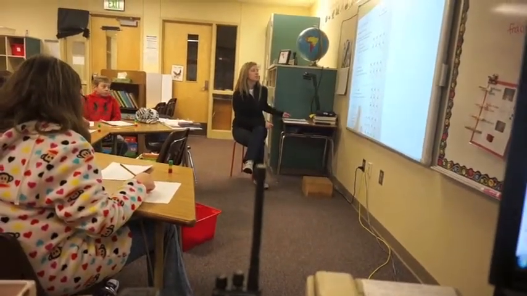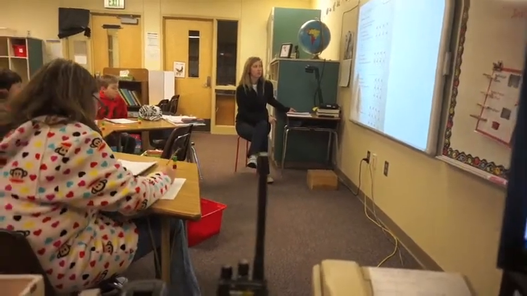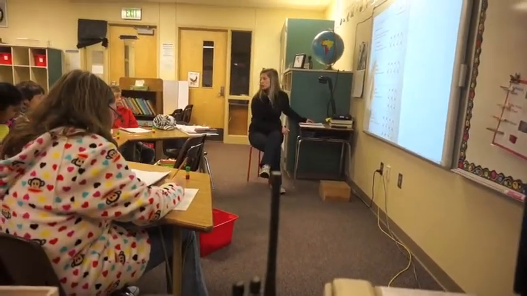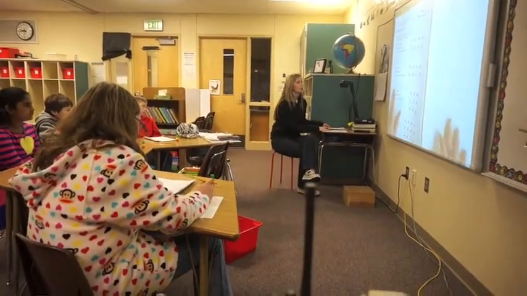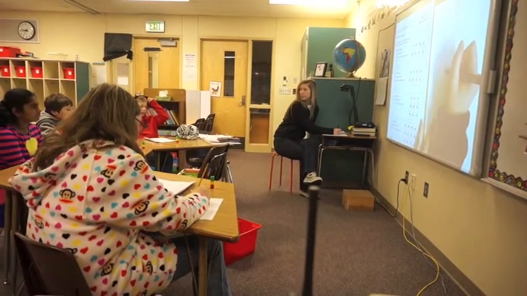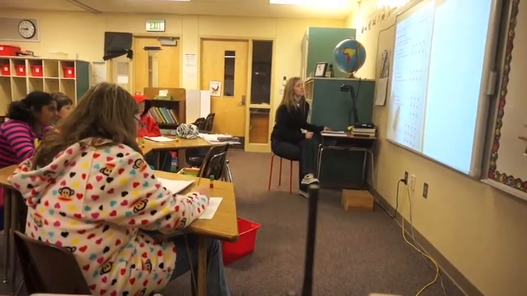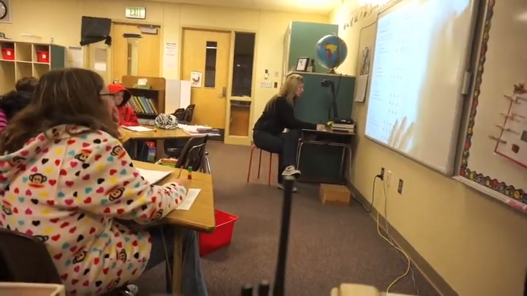Okay, so I'm looking at my fraction. What's my bottom number, Quinn? 4. And what does that stand for? Total groups. Very good. So I need to draw how many circles, Quinn? 4. Good. So I'm going to draw my 4 circles.